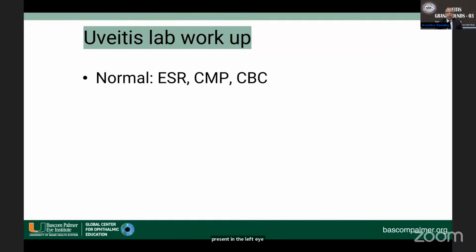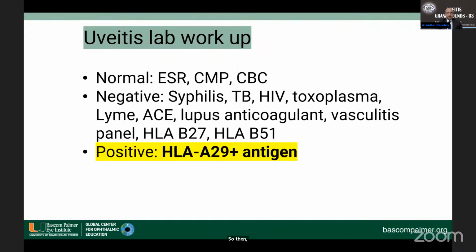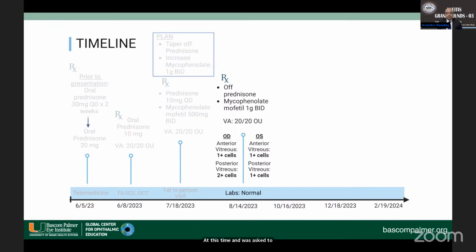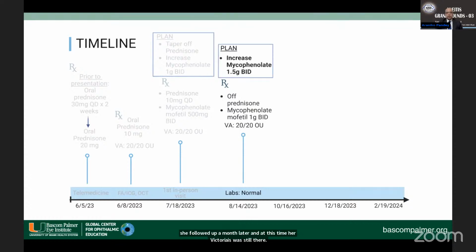The uveitis lab workup was negative for everything except for a positive HLA-A29 antigen. The diagnosis of birdshot chorioretinitis was made, and her mycophenolate was increased to 1 gram twice daily. She was asked to taper off the prednisone. She was having side effects of anxiety at this time and was asked to consult a psychiatrist. She followed up a month later, and at this time her vitritis was still there. She was tolerating the mycophenolate pretty well, and now it was increased to the optimum dosing of 1.5 grams twice daily.